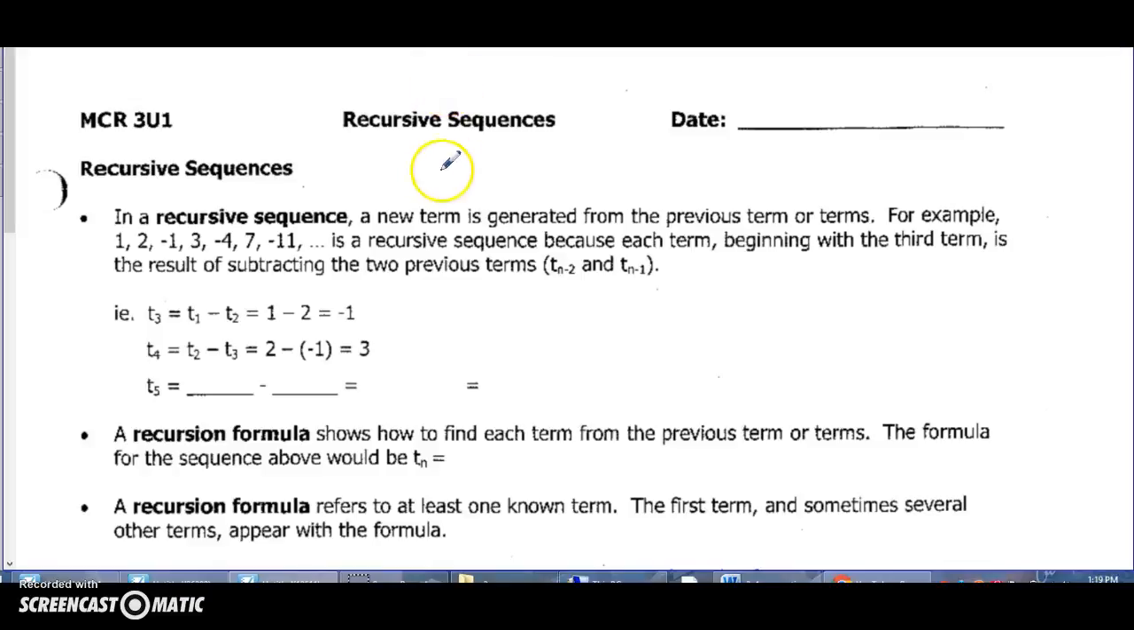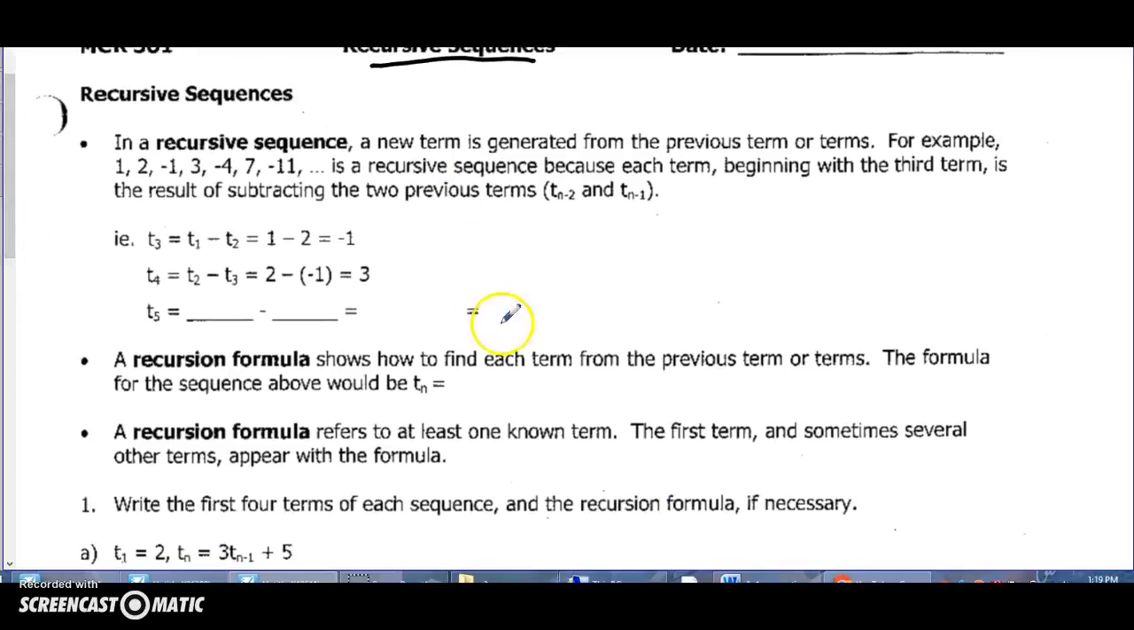Okay, day 2 of series and sequences, looking at recursive sequences. So the whole thing about recursive sequences, you can look at the definition here, is you need to know the previous term to find the next term.